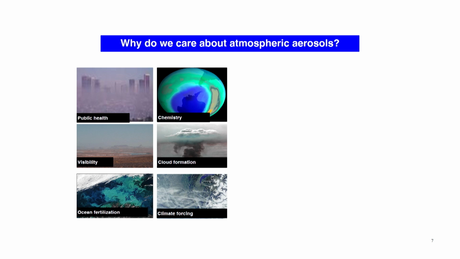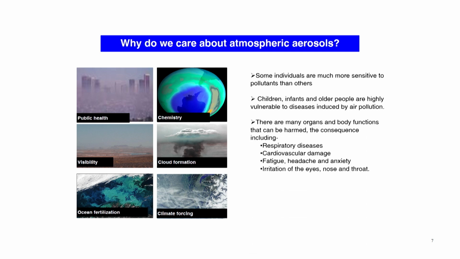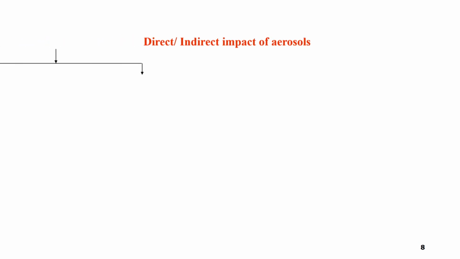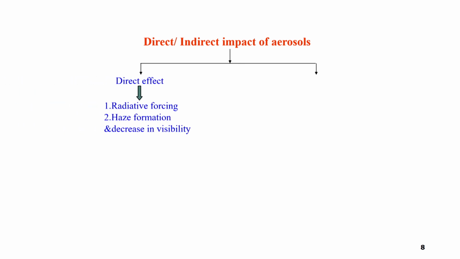And then cloud formation I have already discussed. So some of these things we have already discussed. Then I gave an example of direct and indirect effects of aerosols. Direct effect means which we directly see by our eyes, or we can visualize. Indirect impact is which we cannot see. So direct effect is actually like radiative forcing.